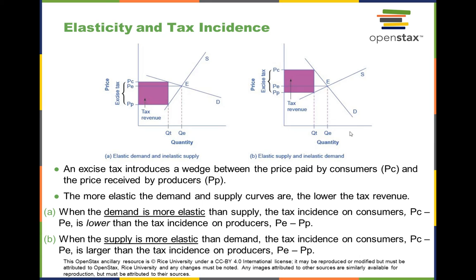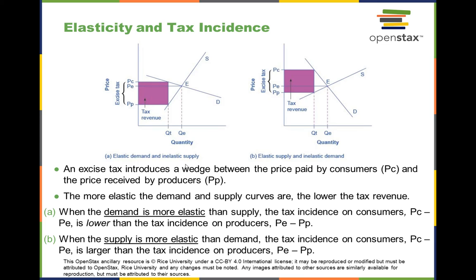And here we can see elasticity and the tax incidence. And we see a tax wedge. An excise tax, which is a tax on a particular product, like cigarettes, for instance, introduces a wedge between the price paid by consumers and the price received by the producers, obviously, because that tax is going to go to the government instead. The more elastic the demand and supply curves are, the lower the tax revenue.